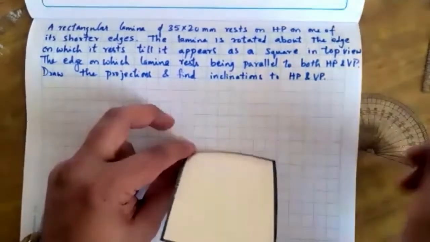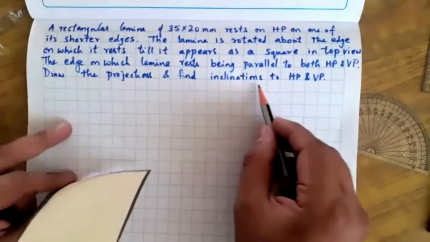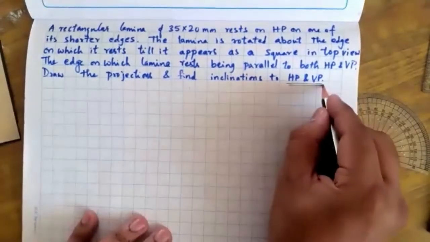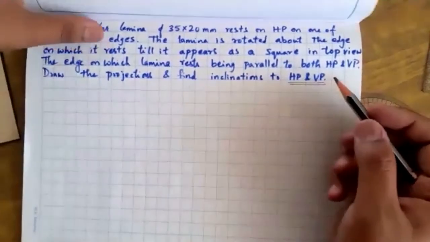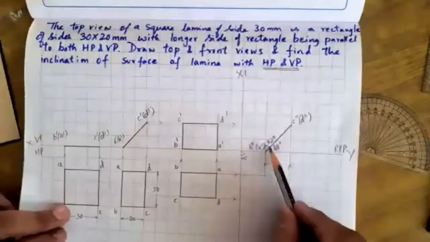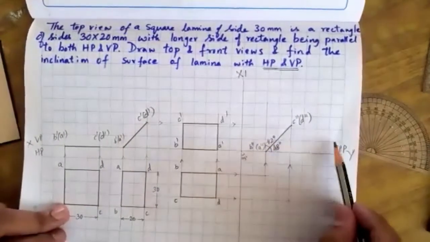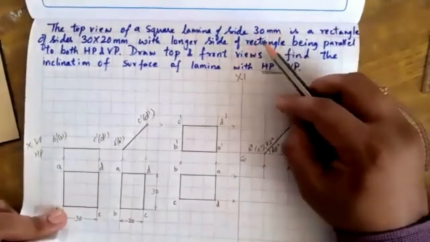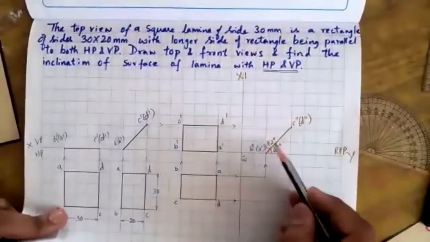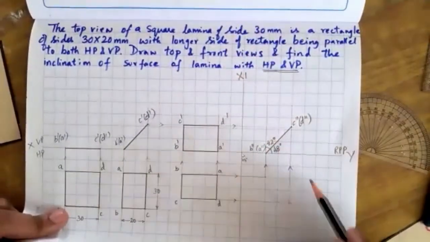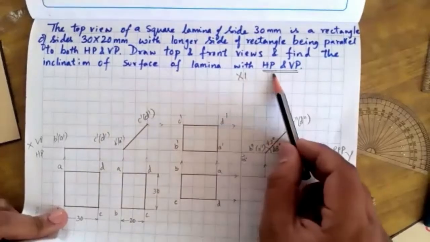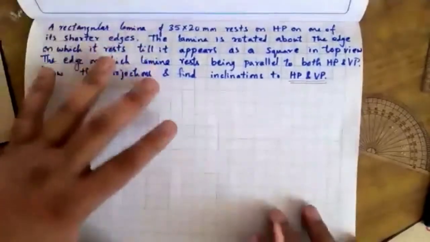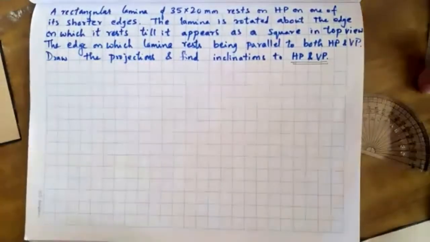And then, very important, draw the projections and find the inclinations to HP and VP. Underline this. Then you are supposed to find the inclination to VP in this condition on RPP only. So you have to use this method when the inclination of the lamina with HP and VP is given. So I'll start the problem.